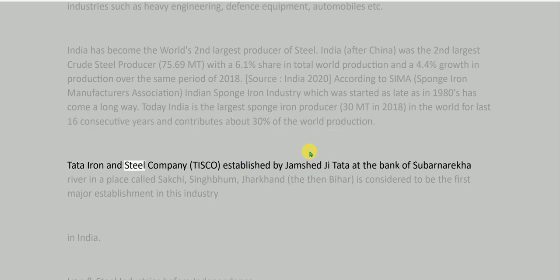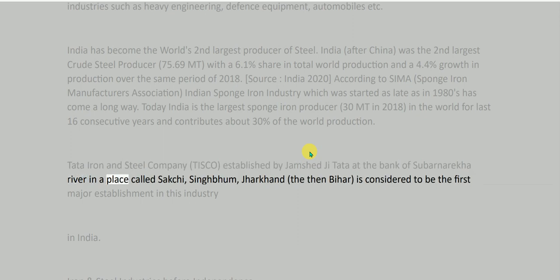Tata Iron and Steel Company, TISCO, established by Jamshedji Tata on the bank of the Subarnarekha River in a place called Sachi, Singhbhum, Jharkhand, the then Bihar, is considered to be the first major establishment in this industry in India. Iron and steel industries before independence.